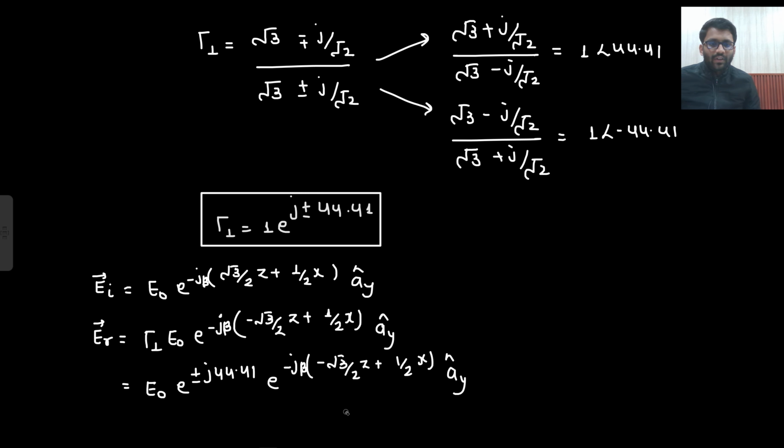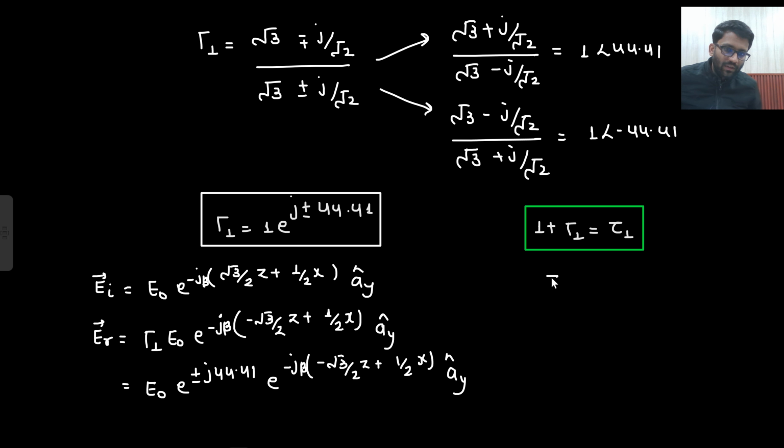So let's write down the value of transmission coefficient now. So what will be my transmission coefficient? Here I am writing down 1 plus gamma perpendicular is equal to tau perpendicular. Do you agree to this point? 1 plus gamma perpendicular is equal to tau perpendicular. So let's write down tau perpendicular.